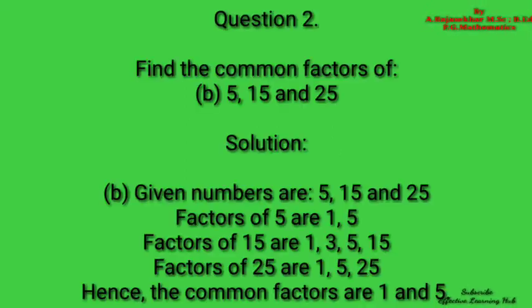Next, B question. 5, 15 and 25. Factors of 5 are 1 and 5. Factors of 15 are 1, 3, 5 and 15. Factors of 25 are 1, 5, 25. Hence the common factors are 1 and 5.